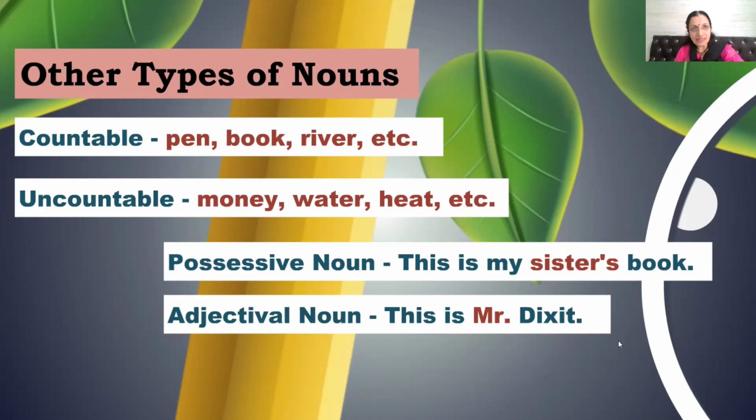So is this clear, friends? Mr. Dikshit is a complete noun, but the word Mr., if it is highlighted, is an adjectival noun. A noun only, but which behaves like an adjective. But it's a noun. Is this clear, friends? Yes, ma'am. See, so many things we have to know about grammar.